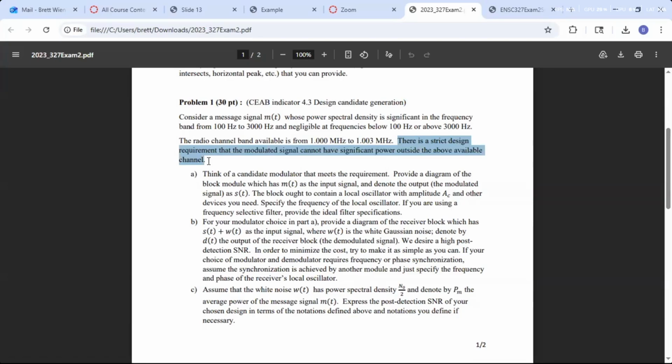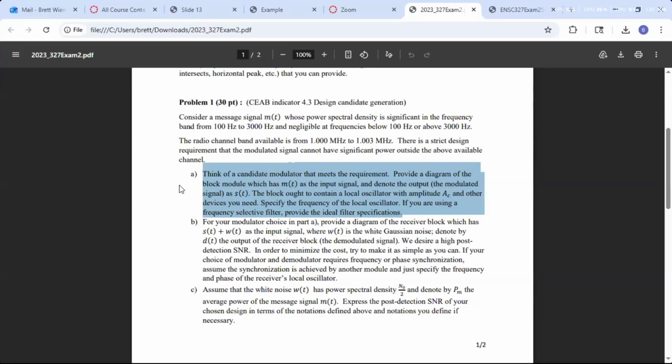So basically, we have this little RF slot, and we have a message signal that we need to fit into there, right? The very first part of this is just kind of logical. In part A, it says, think of a candidate modulator that meets the requirement. Provide a diagram of the block modulator that has M as the message signal and denote the output. And then it's asking about the block diagram and the filters. So it's saying we actually need to design this radio now, right?